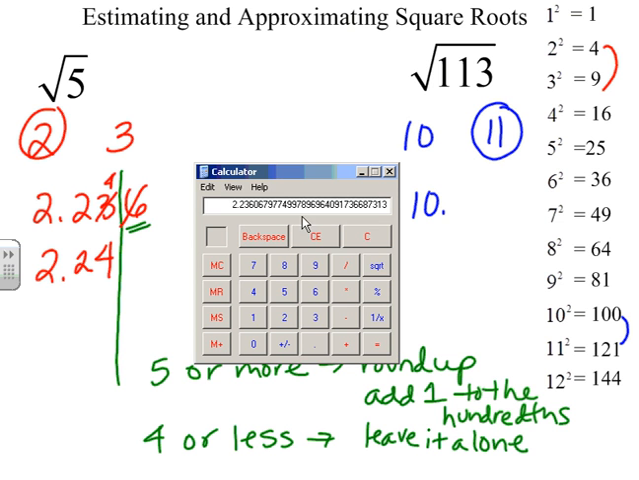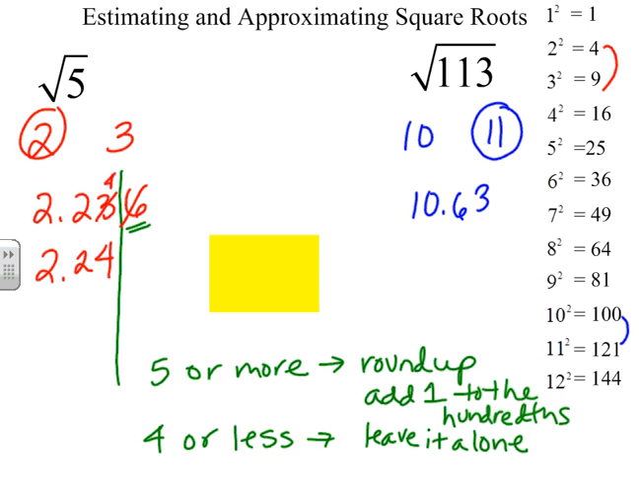And again, we're going to pull our calculator up, and we're going to take the square root of 113. And we're going to round it to the nearest hundredth, so we're going to stop at the 3. So it'll be 10.63.